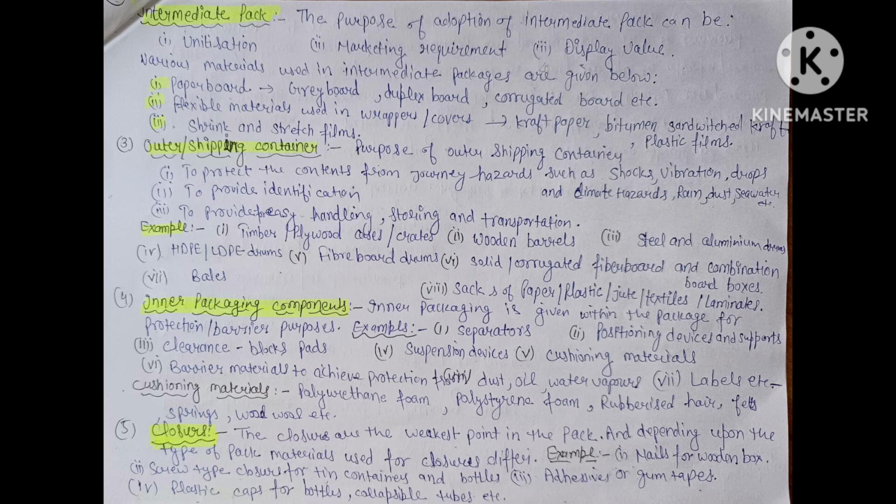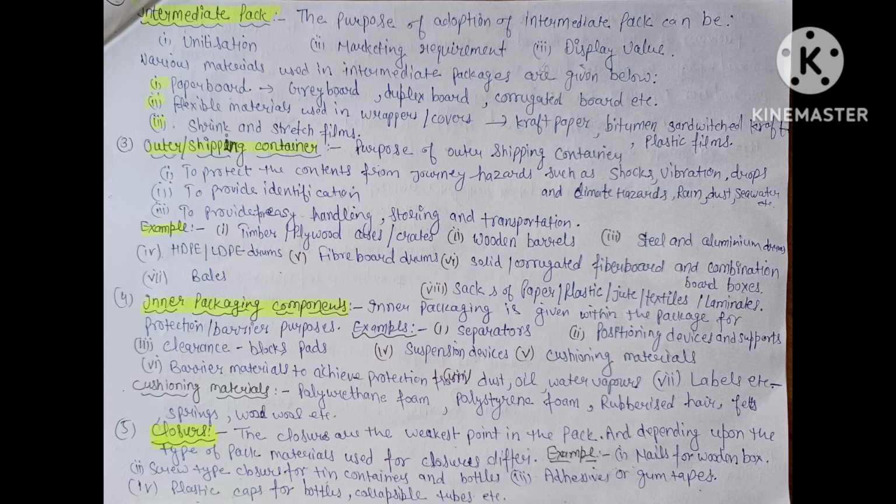Fourth component is inner packaging components. Inner packaging components is given within the package for protection barrier purposes. Examples: separators, positioning devices and spots, support, clearance block pads, suspension devices, and cushioning materials. Barrier materials to achieve protection from dust, oil, water vapors, labels, etc.